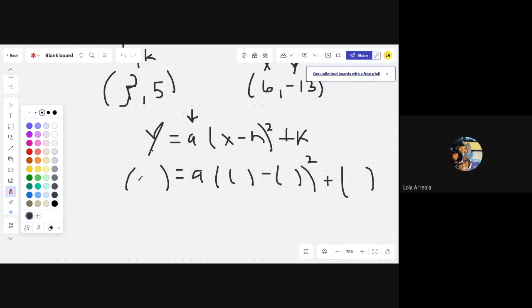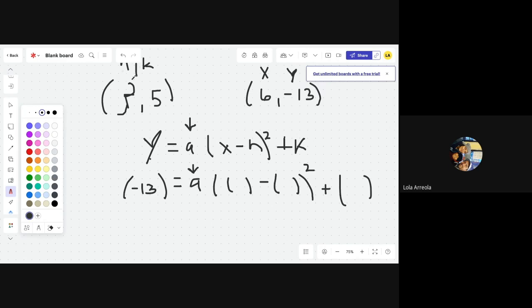All right, so what's my y? -13. I don't know A. Again, I'm still solving. My goal is to solve for A. That's why I'm plugging in all these other points. What's X? Again, I'm not looking here because this is H and K. What's X? 6. So I'm plugging in 6 inside parentheses there. What's H? Okay, now I look over here, 3. And what's K? I look over here, it's 5.